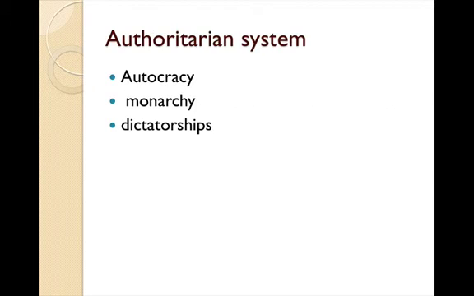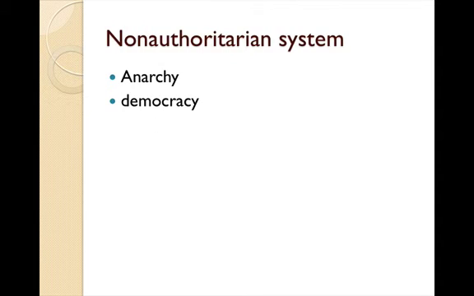In authoritarian systems, governments have ultimate power over how the people live their lives. Examples include autocracy, monarchy, and dictatorships. In non-authoritarian systems, ultimate power rests with the people who live in the state. They use that power to control decisions concerning their lives.